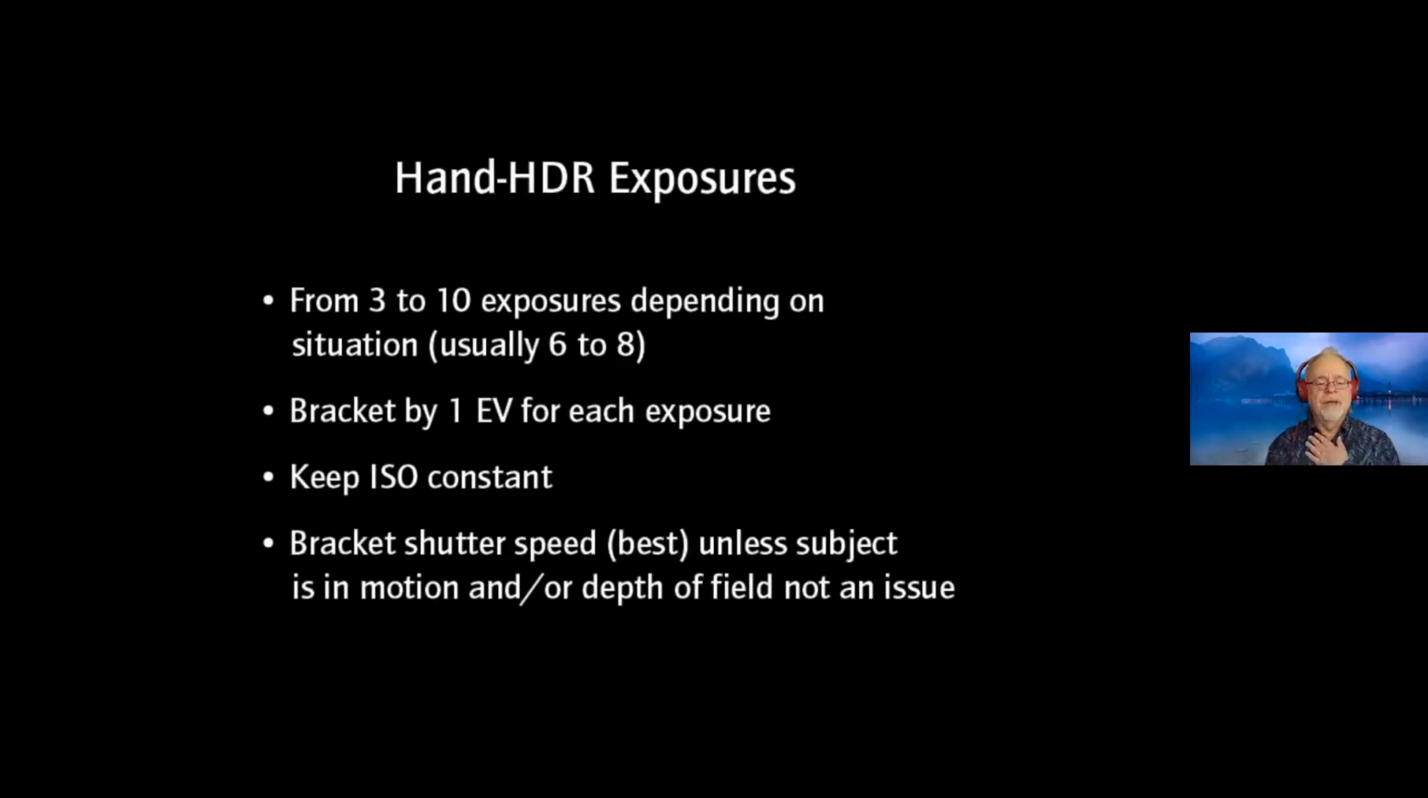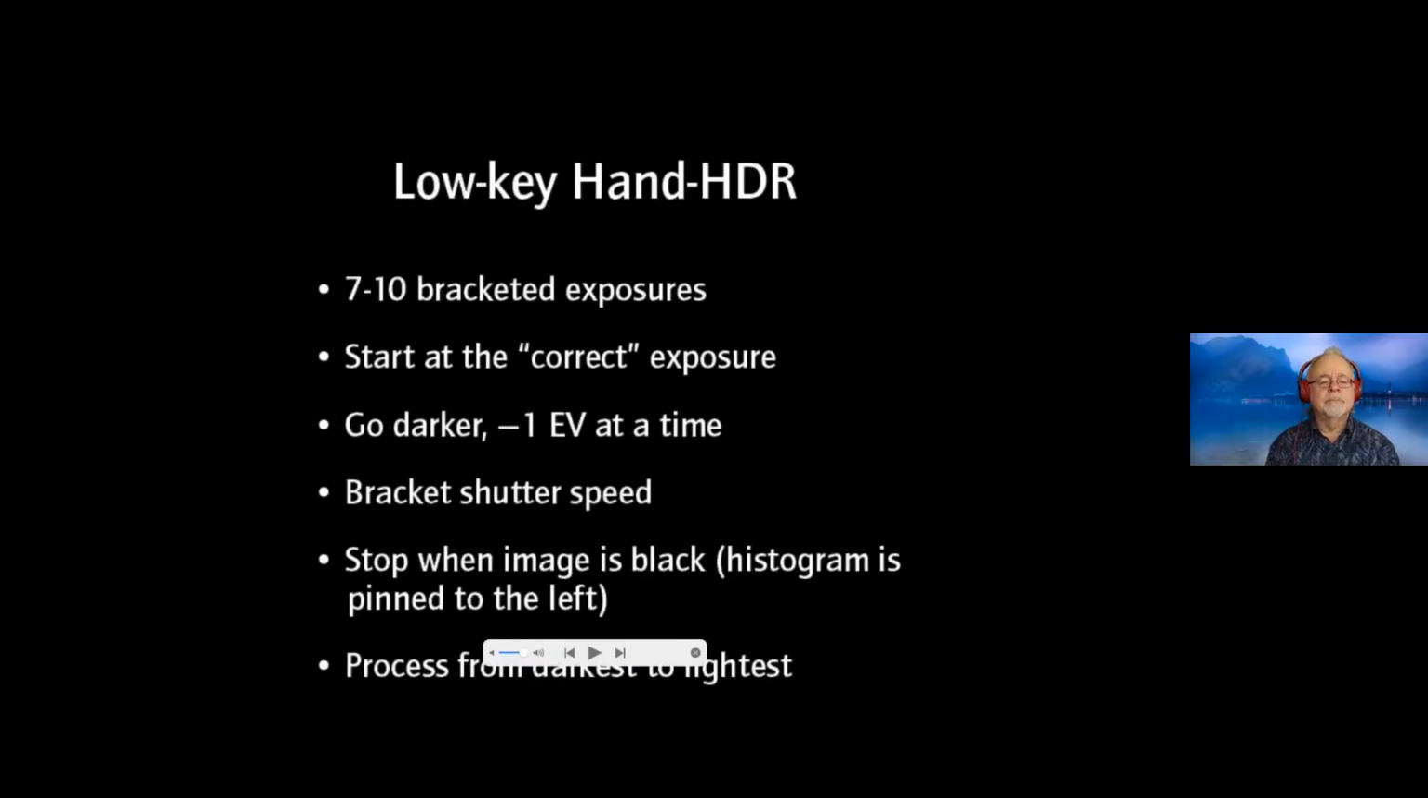And if you're going to do a hand HDR exposure, usually 6 to 8 exposures, bracket by 1 EV for each exposure, keep the ISO constant, bracket shutter speed, and there's no point going onto the right side of the histogram because you don't need that. Well, I'll show you examples of that. Start at the correct exposure, go darker, 1 EV at a time. You could go the other way around too, but it's easier to do this. And stop with the image as black when the histogram is pinned to the left, because you don't need anything blacker than black.